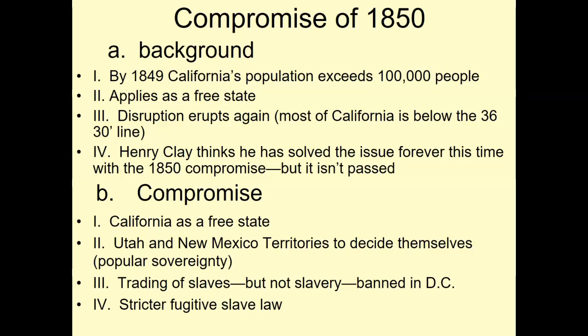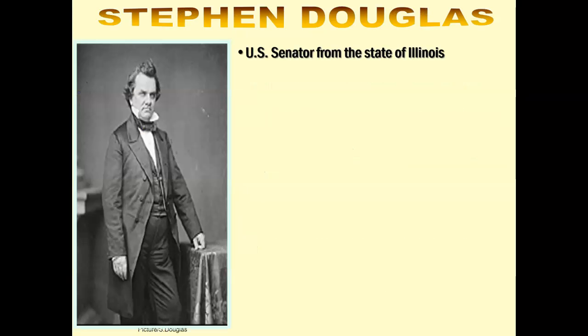All right. So now you're starting to see this come together. So far, the Compromise of 1850 is those 4 things. California comes in as a free state. Utah and New Mexico decide for themselves about popular sovereignty. Trading of slaves is outlawed in Washington, D.C. A stricter fugitive slave law to appease the South.